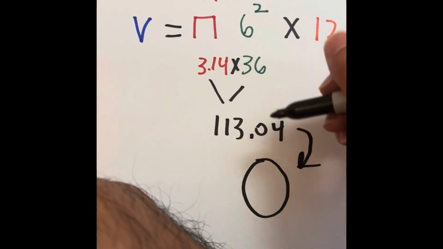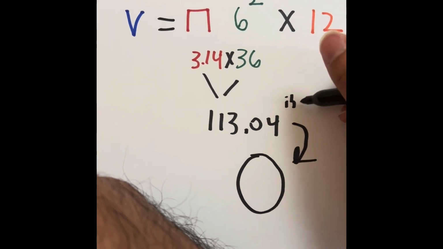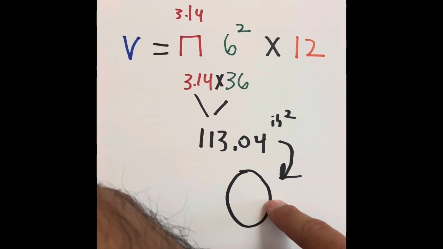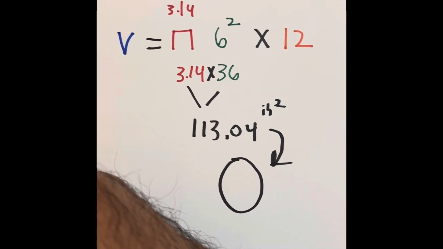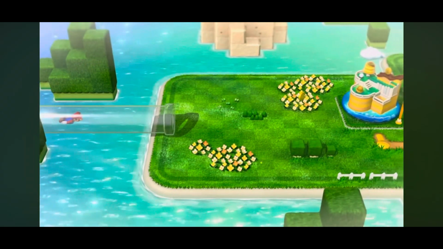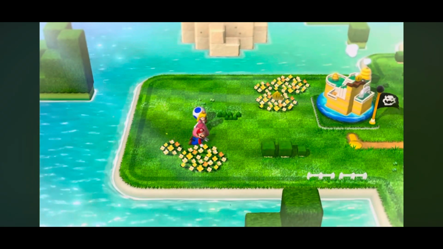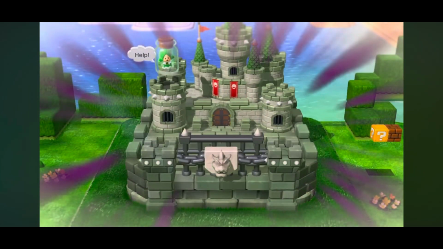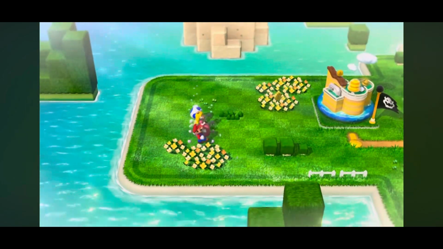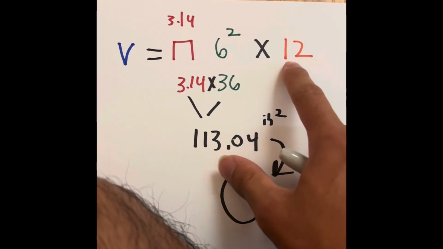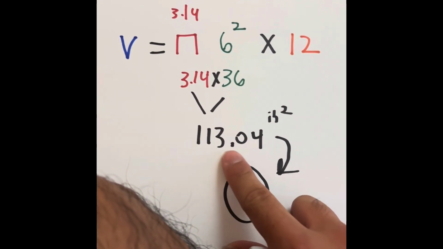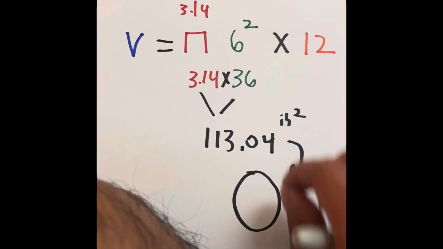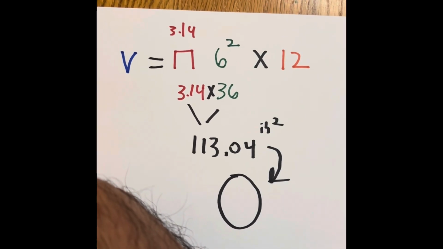So the area of the circle is 113.04 inches squared. But now we have to turn that circle into a cylinder. How do we do that? We can multiply the 12 times 113.04 to get our final answer. So now we have to raise the circle to get to our height.